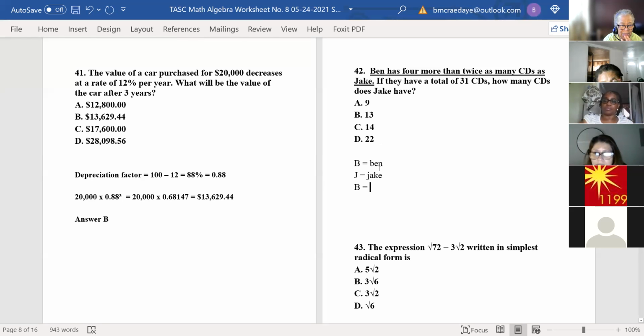Now I'm using B and J for Ben and Jake. So how do I write twice as many as Jake? How would I write just that expression? Right, it has to go close to each other. Let's multiply. How would I write twice as many as Jake?